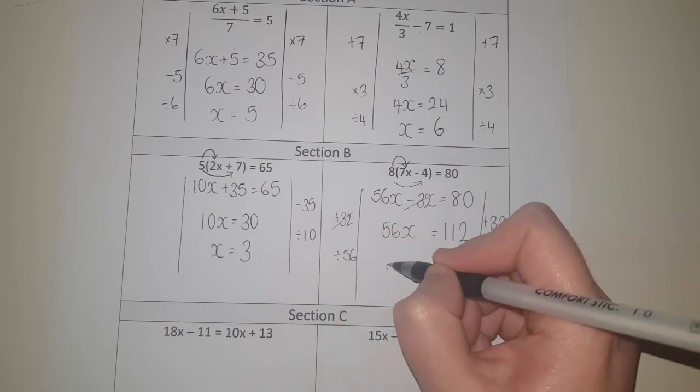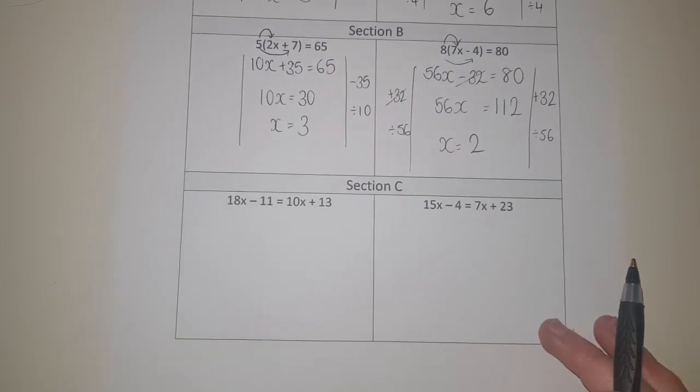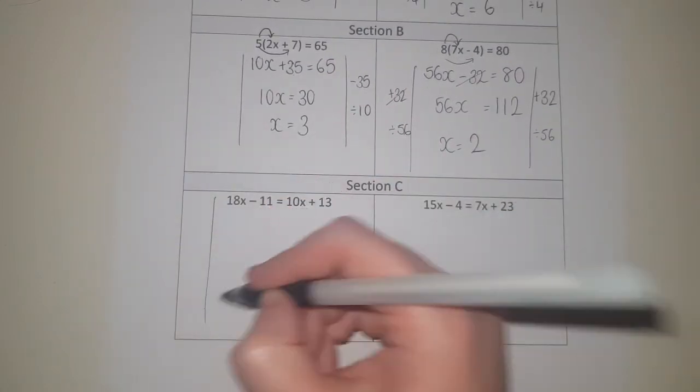Remember, you can use a calculator if you need it. But 112 divided by 56 is just going to give us 2. There's 2 56s in 112. Right, on to section C.